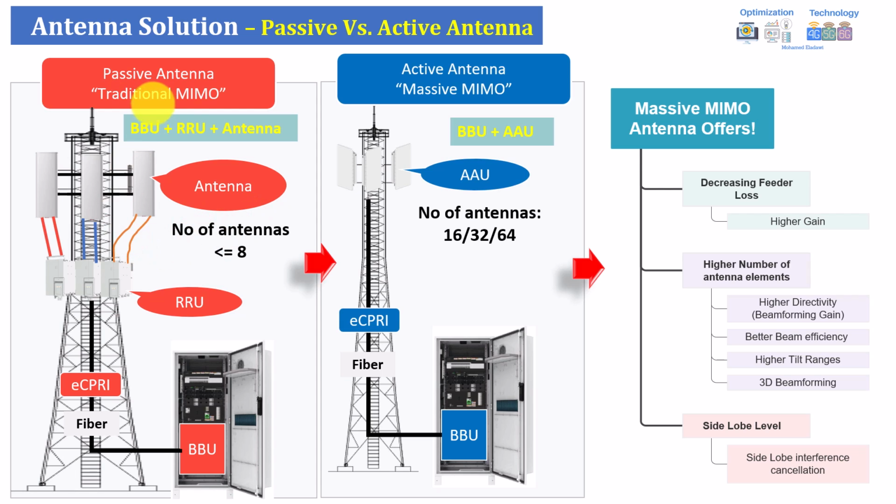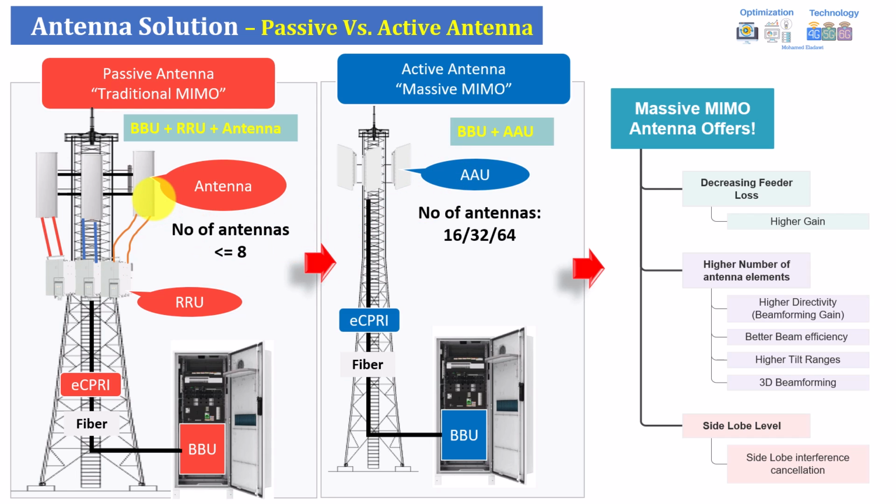Secondly, in traditional MIMO, or the passive antenna, the maximum supported was up to 8 transmitters and 8 receivers, less than or equal to 8 transmission or 8 receiver. The remaining is kind of similar. We have a fiber connection, which is an eCPRI fiber cable. Then we have the coaxial cable, which is connected from the RRU to the antenna, and this will be replaced later on.